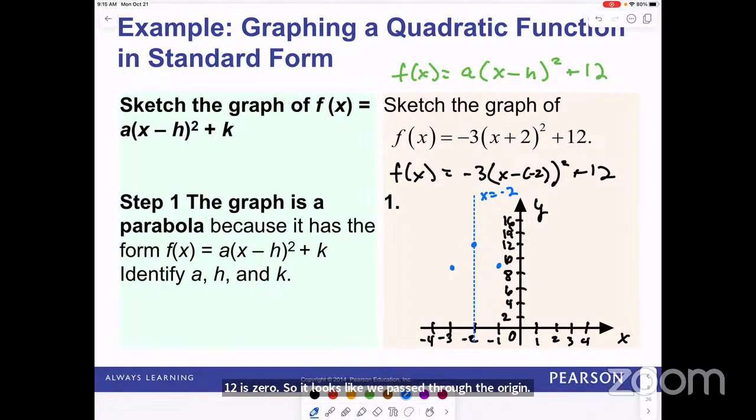So then when we go 2 to the right, we're at 0. That means when we go 2 to the left, we're also at 0. And that's enough. So then we just connect these points with the smooth curve. Smooth as we can make it, all right?